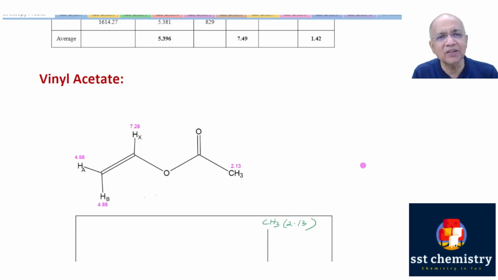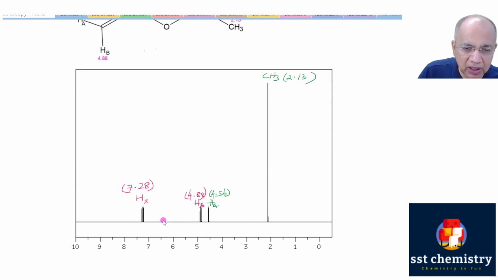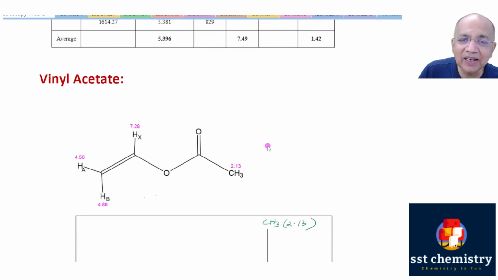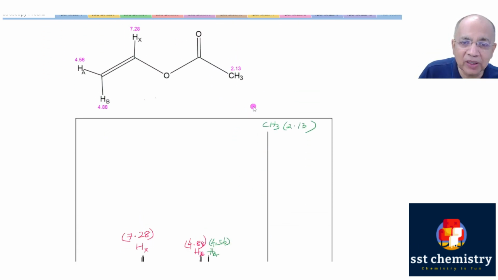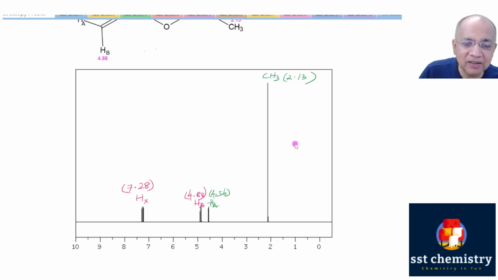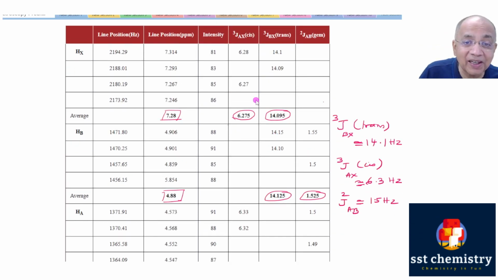Similarly, vinyl acetate is very similar, except that the delta values are a little different. This is the most deshielded, going to 7.28, because it is oxygen, not chlorine. The same pattern will be found. The data that are given have not been expanded, so these are jumbled up. This is a DD, this is a DD, this is a DD, but we can't see 4 lines in each case. And this is a singlet for this methyl at 2.13. But the good news is that data is available.